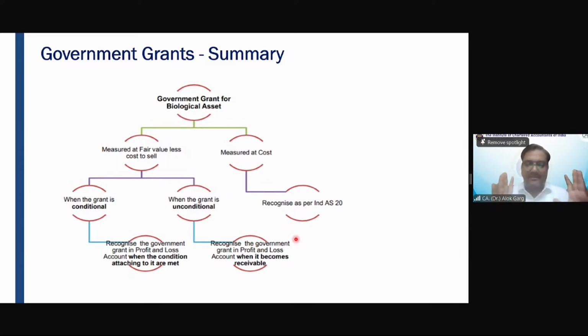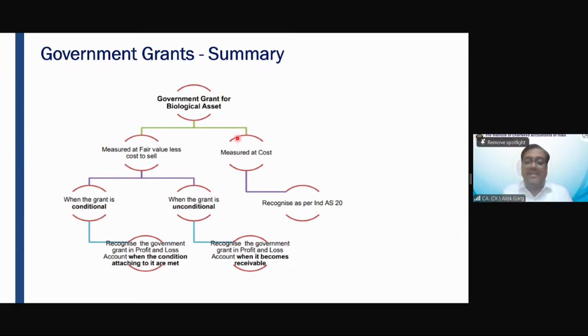Friends, Ind AS 20 covers all the government grants except government grants for biological asset, right? If there is a government grant for a biological asset, and that biological asset is measured at cost, when will a biological asset be measured at cost? When it is a bearer plant. A bearer plant is also a biological asset, right? But that bearer plant is not covered under Ind AS 41. That bearer plant is covered under Ind AS 16, property, plant and equipment.